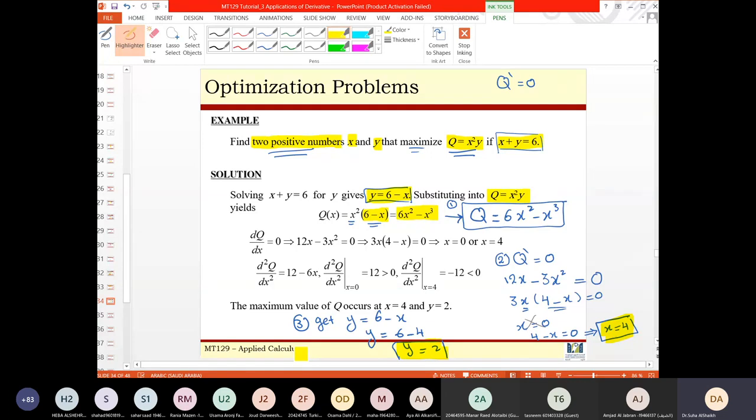Let's solve the problem. Is it clear? It is solved. In front of you here there is a solution written, but I choose not to write the solution. It's just 1, 2, 3 steps.